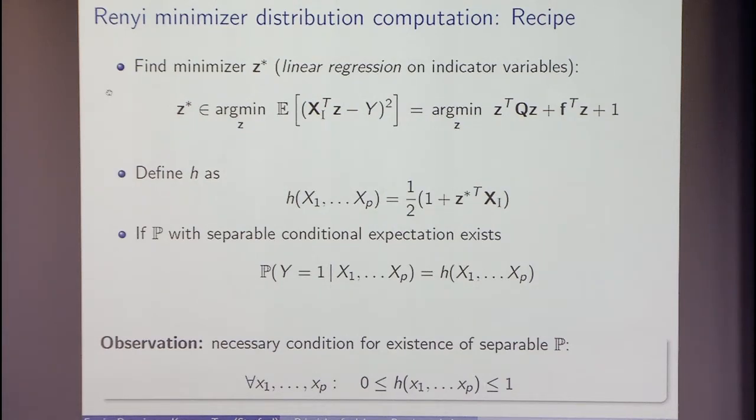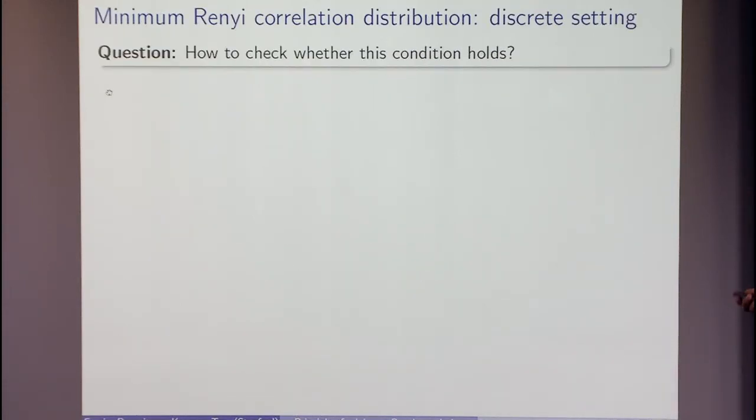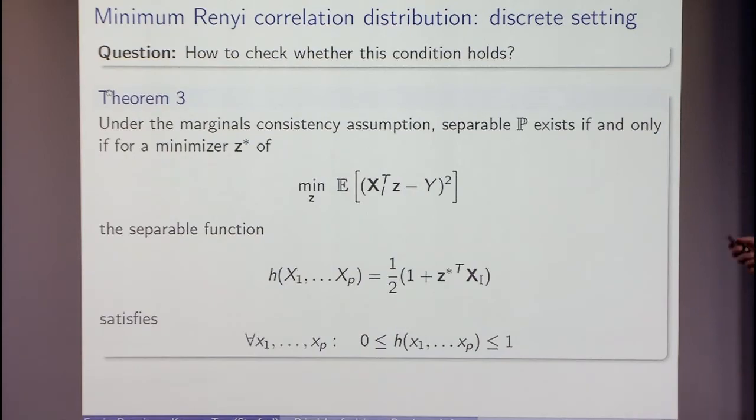Now, this is a necessary condition. The question is whether it can become sufficient or not. And the answer is yes. So how to check whether this condition holds? We start with that recipe. We find a minimizer z star to this optimization problem. And then we form this H.